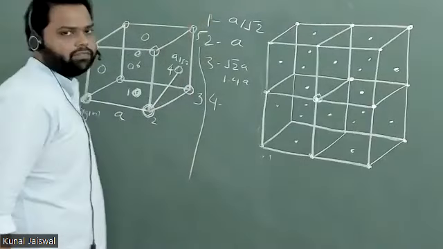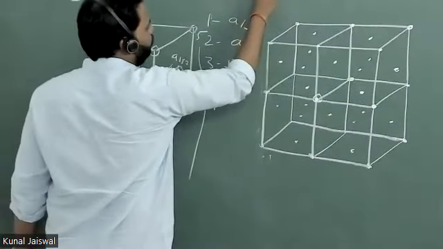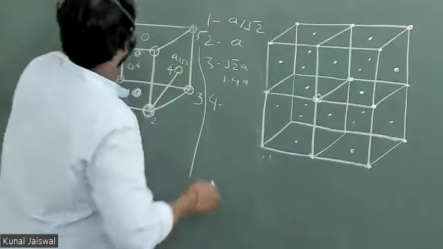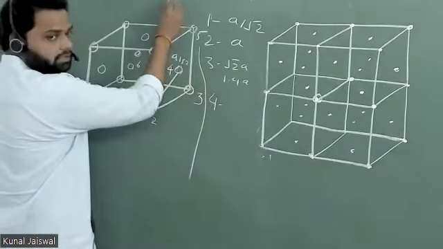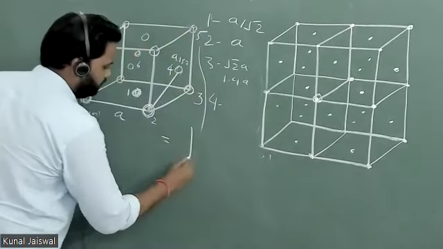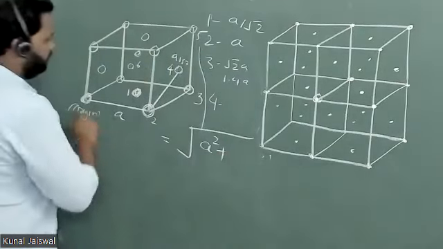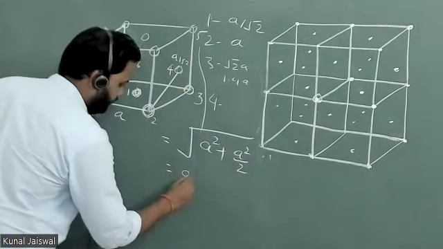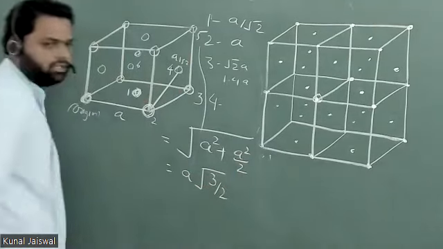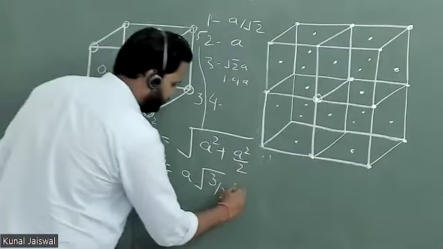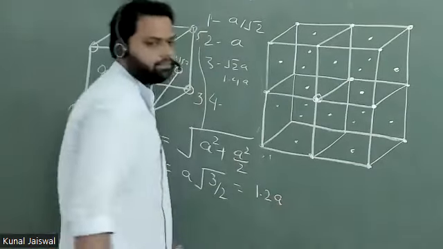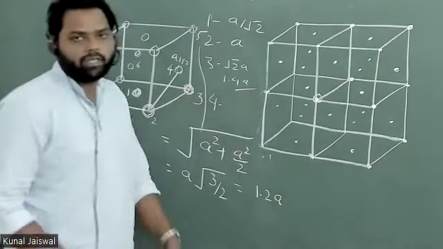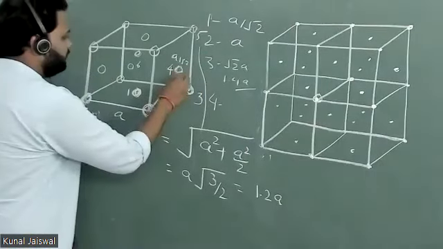Just solve this fraction under root of 3 by 2. You will get 1.2 times A. Sorry, there is some issue with this arrangement of the camera. What will that distance be? Just use Pythagoras theorem: A square plus A square by 2. So the distance will be A times root of 3 by 2. When you solve this fraction, you will get 1.2 times A. And what you are getting at the third is 1.4 times A. So which atom will be the nearest neighbor, 4 or 3?